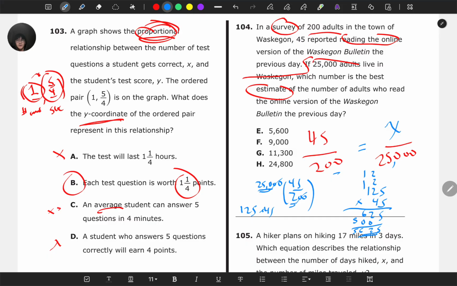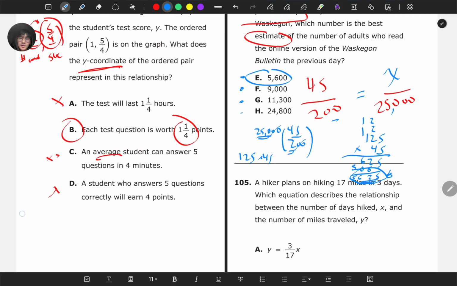So assuming this proportion holds, this would be the best indicator of the number of people in that town that read. But if you look at the choices, you don't have that. So you would say the best estimate would be this. It's a further approximation that they're doing. Okay. All right, next.